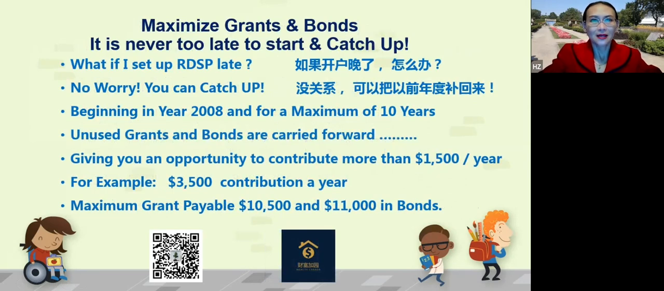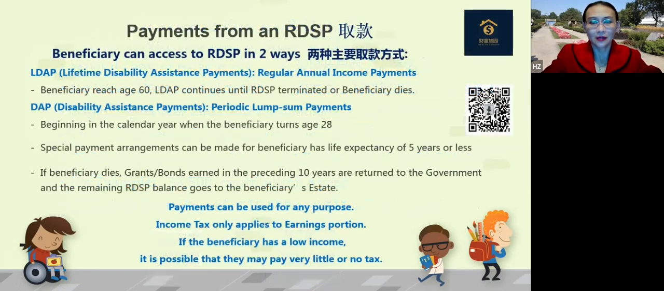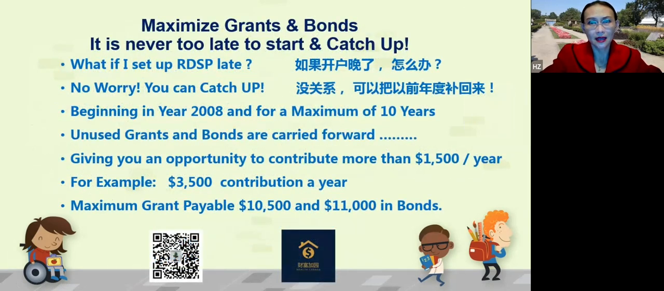Okay, so how to maximize grants and bonds? I would say it's never too late to start, and you can always catch up. A lot of people say, oh, I just found out today, and let's say the child was born with a disability, and they say, if I missed all those years, what can I do? No worry, you can always catch up.